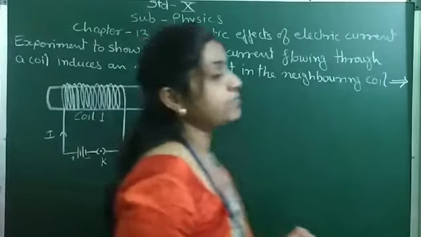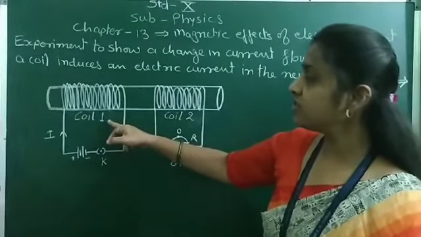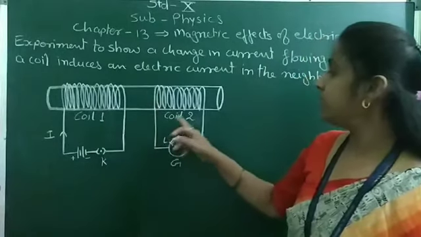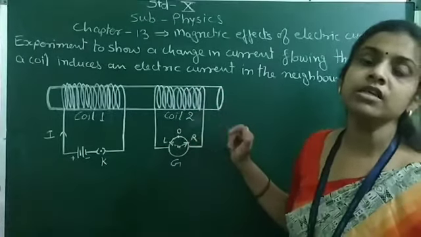So this is the experiment, or this is the activity, which indicates that whenever there is a change in current flowing through coil 1, a current is induced in coil 2.